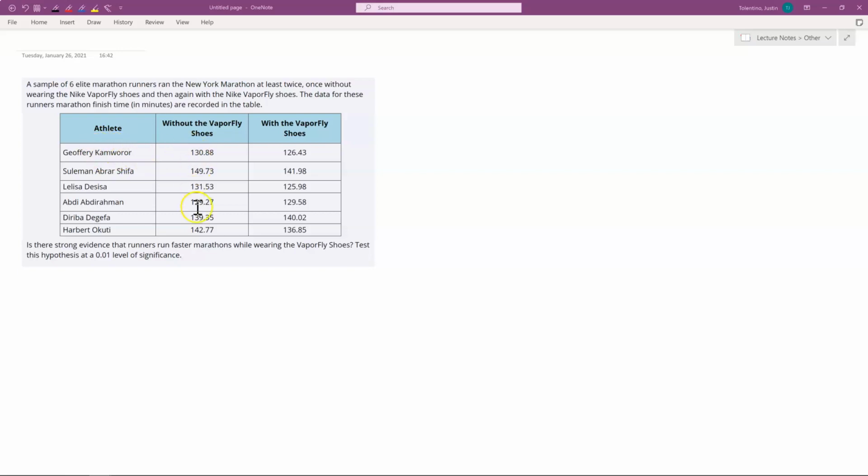So these are not 2 completely independent groups, but rather we can pair each number to a specific number depending on who the athlete was. So these are dependent. And so because of that, we can't use the 2-sample t-test. We're going to use something that works for dependent data, the paired t-test. So let's go through our 4-step process.